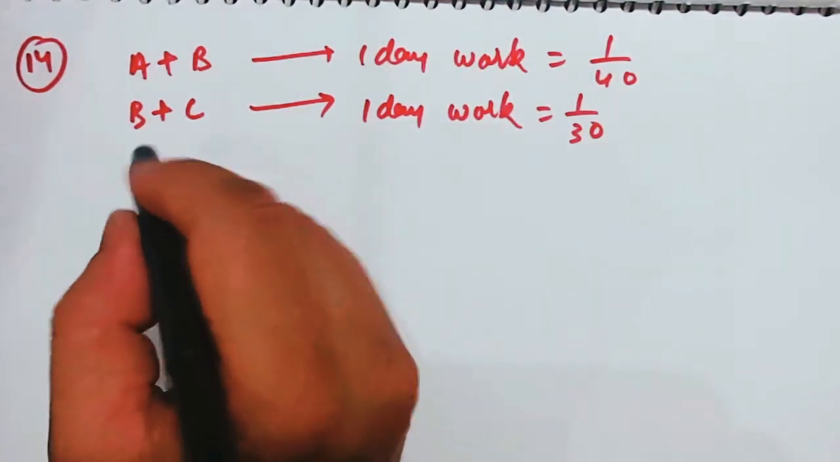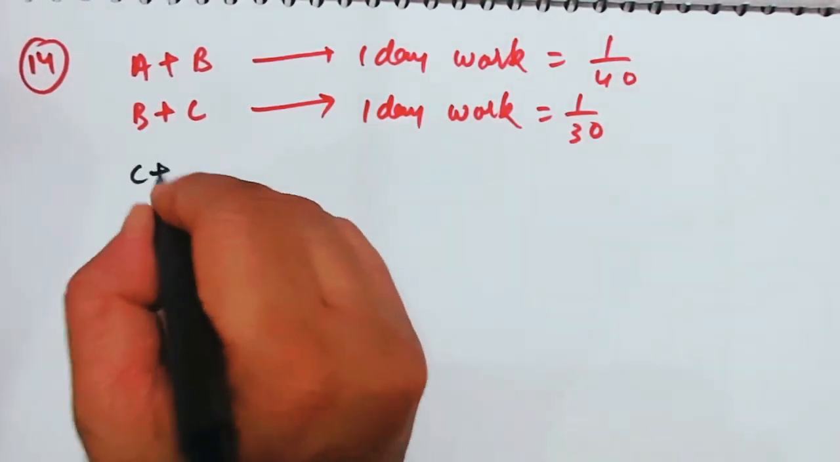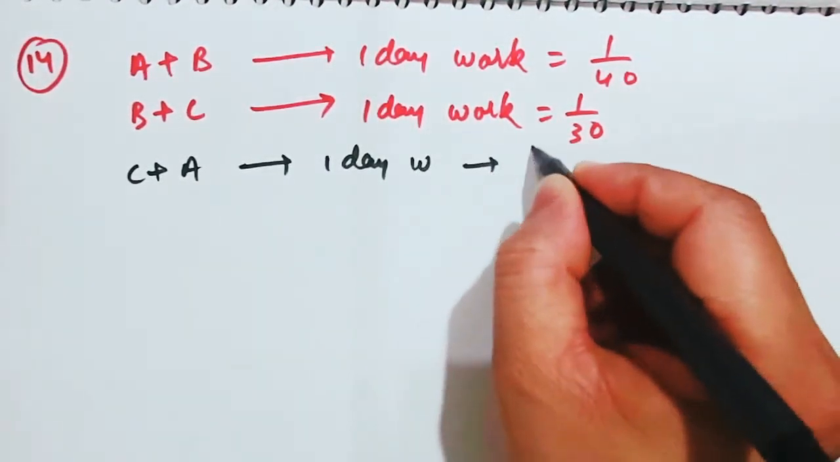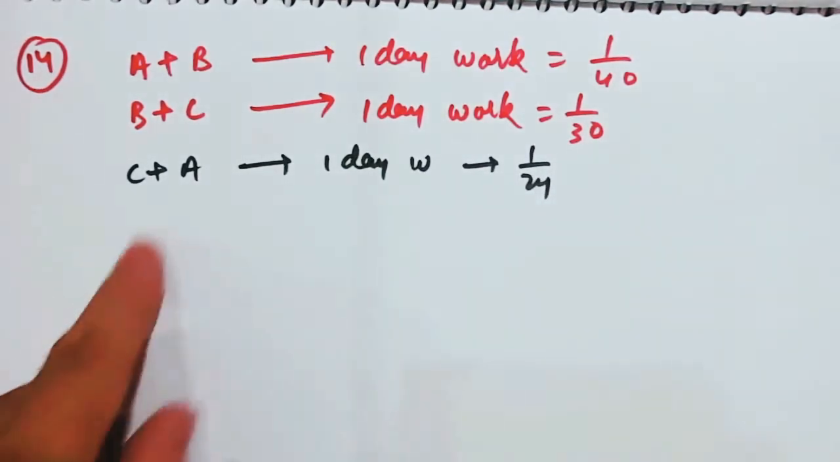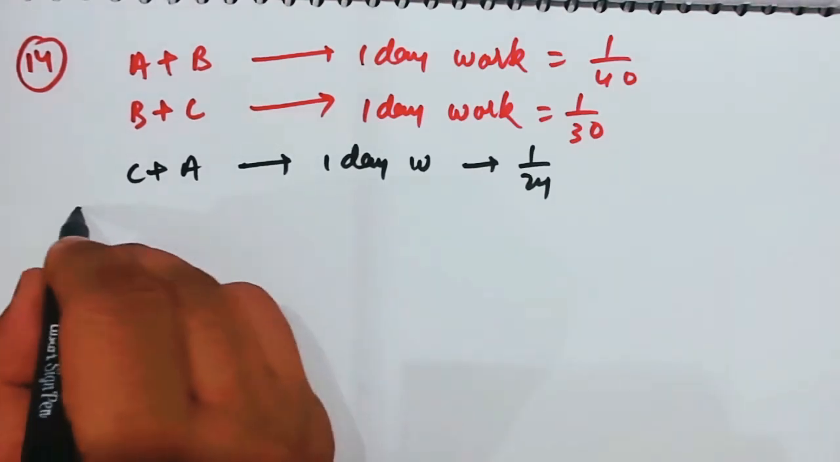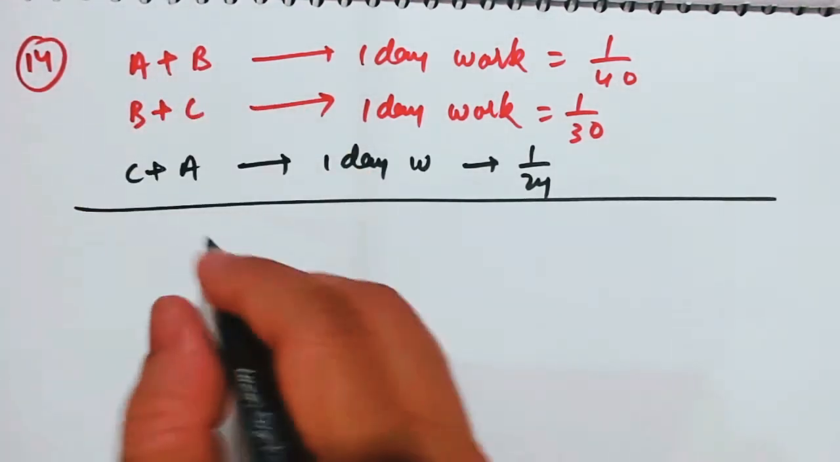And C plus A, how much? C plus A one day work is equal to 1 by 24, because C plus A can complete the piece of work in 24 days. So when you will add this, what will you get? It is same as number 12.